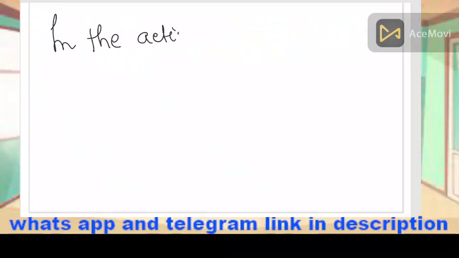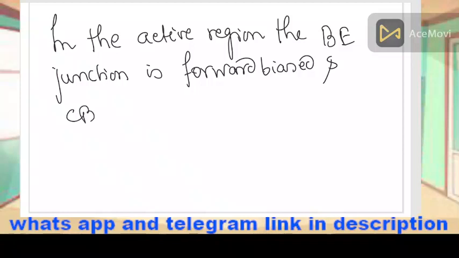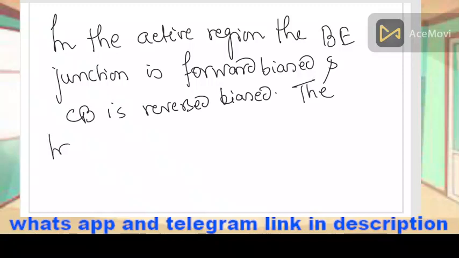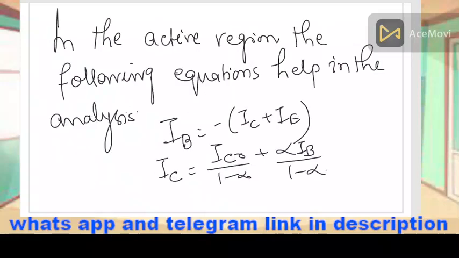In the active region, the base emitter junction is forward biased, with less resistance, and collector base is reverse biased. The transistor performs amplification in the active region. This is the most important region of the output characteristic for transistor action.